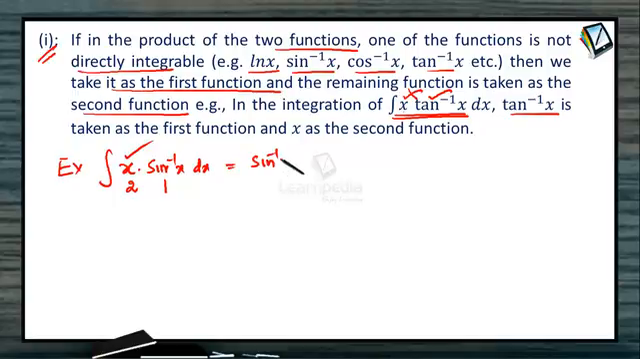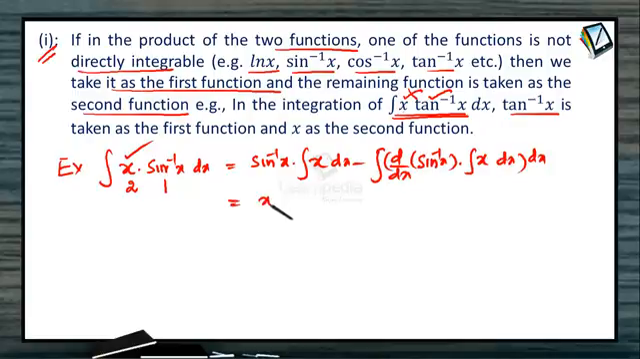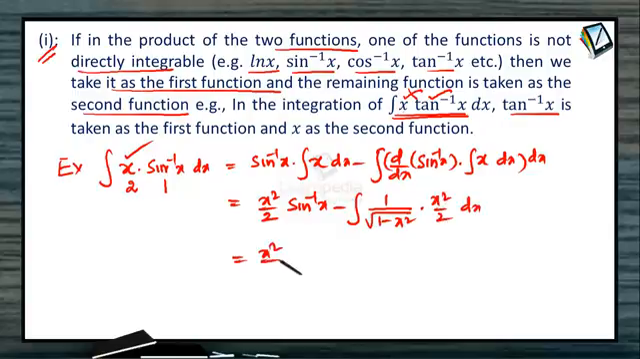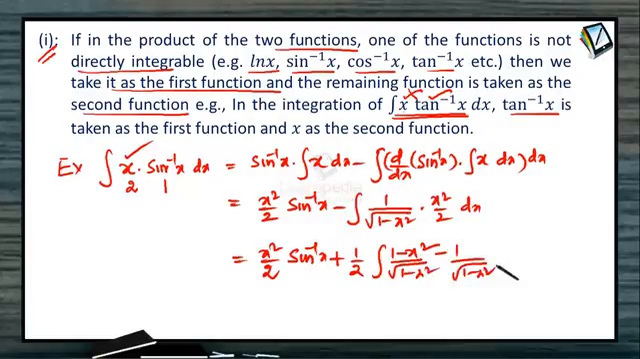Therefore, you will get this one as sine inverse of x into integral of x dx minus integral of derivative of sine inverse of x into integral of x dx and whole dx. This becomes x square by 2 into sine inverse of x minus integral of 1 by root over 1 minus x square into x square by 2 dx. Implies it is x square by 2 into sine inverse of x minus 1 by 2 is taken out and here x square, this minus is given here and plus 1 minus 1, distribute the denominator in this way and now integrate.